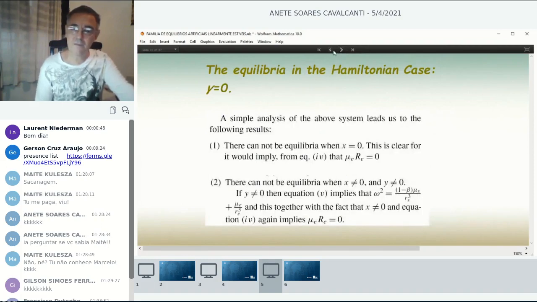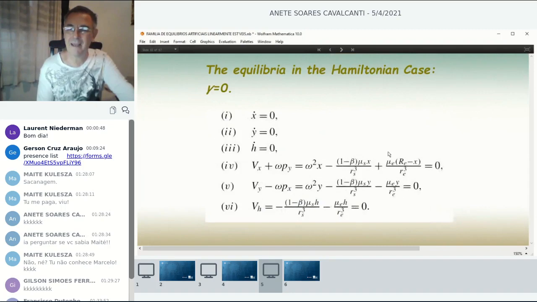Okay, we observe that, let's see here. The first observation is that in the Hamiltonian case, we cannot have equilibrium when x equals 0. Because if x equals 0, equation 4 here means that 0, 0, and 0 here. So we would have the expression VE times RE equals 0, and that's not possible.